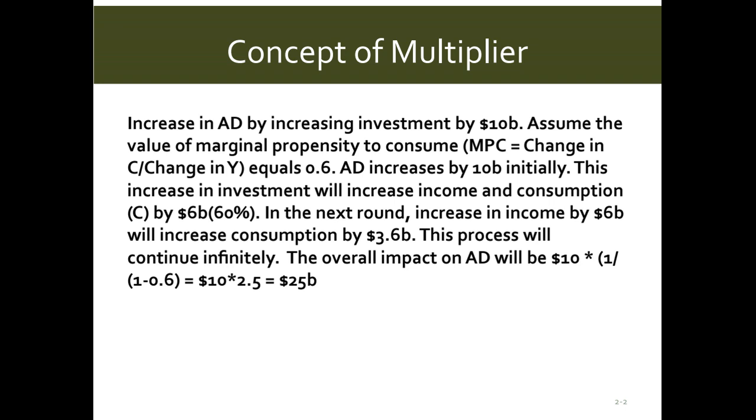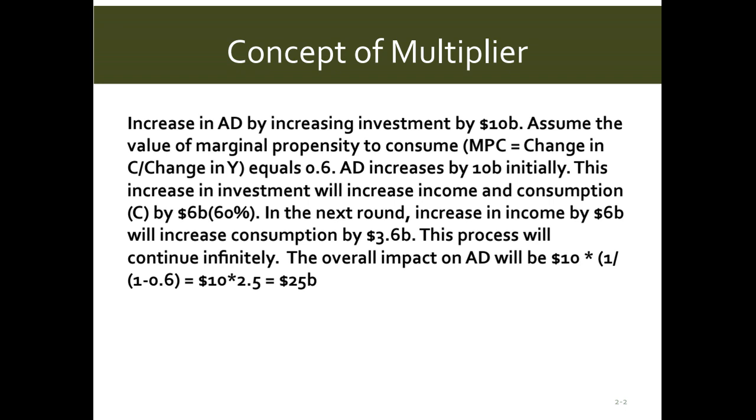Now, aggregate demand increases by 10 billion initially. So initially, investors spend $10 billion. What are they going to spend that $10 billion on? Of course, buying goods and services. For example, an investor borrows money from the bank, let's say $10 billion, which is not possible, but let's say, and then this investor buys machinery and equipment.